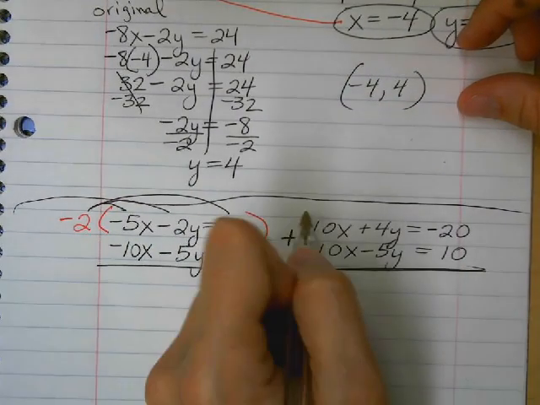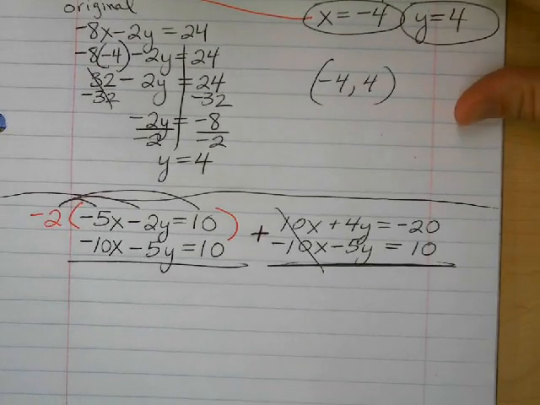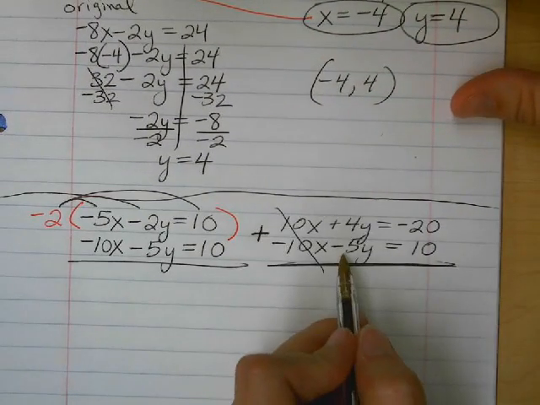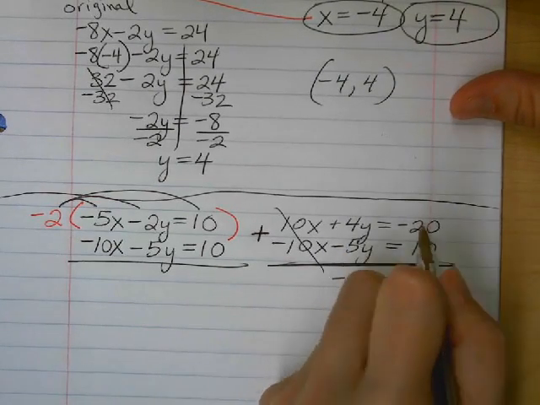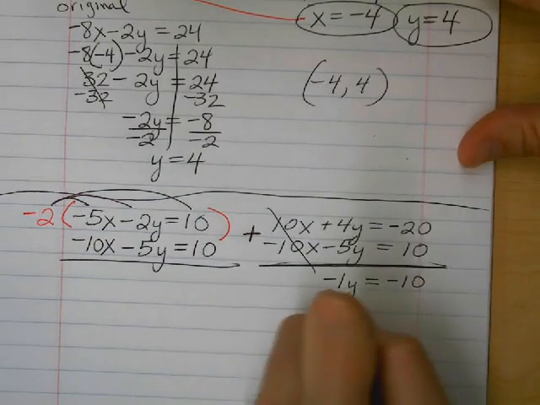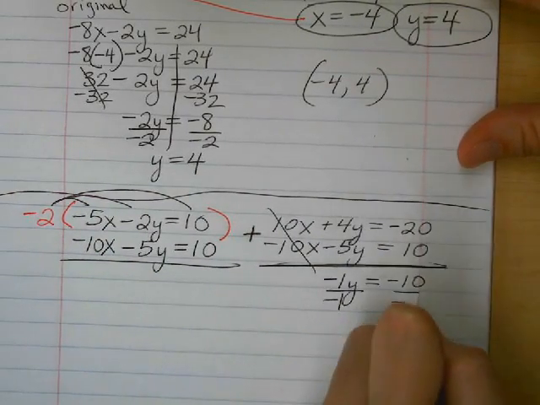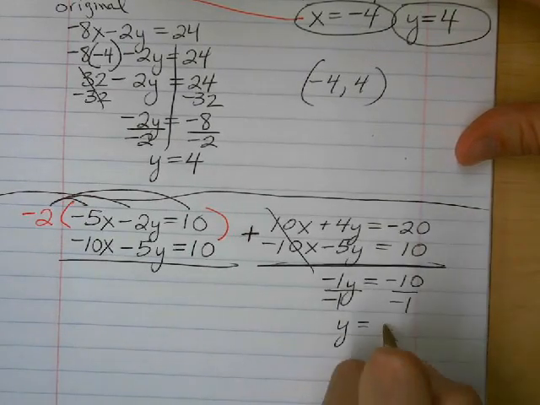10 plus negative 10 cancels. Let's cross it out. 4 plus negative 5, negative 1. Negative 1. And negative 20 plus 10, negative 10. Negative 10. Then divide by negative 1 because you can't have negative y, so you have to divide. Y equals 10. Y equals 10.